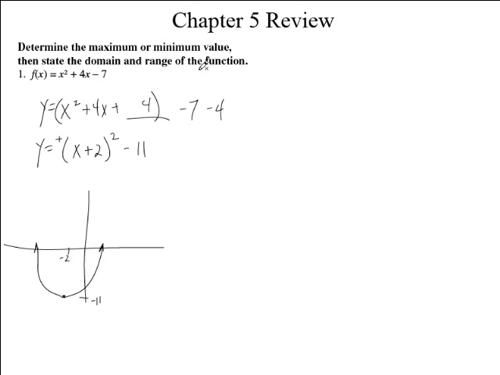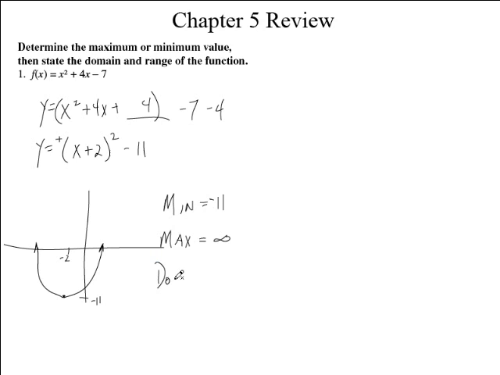Alright, so what does it say? Find the maximum or minimum. Well, let's do the minimum first. How low does this thing go? Well, it goes to negative 11. It doesn't go any lower than that. So the minimum, we'll just write it down like this: the minimum equals negative 11. What's the maximum? Well, there really is no maximum. It just keeps on going up forever and ever. Where is forever and ever? It's at positive infinity.